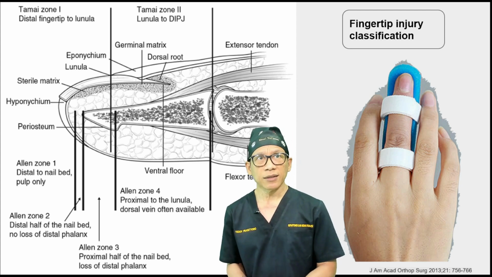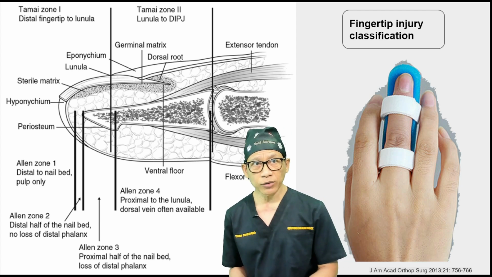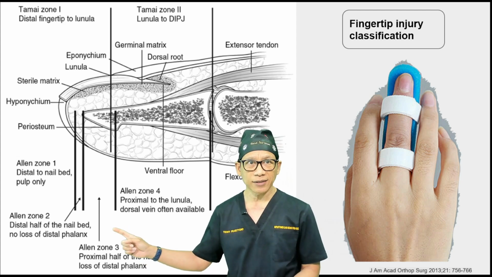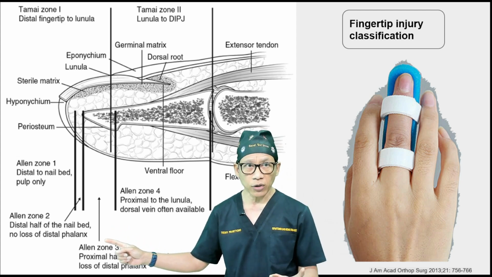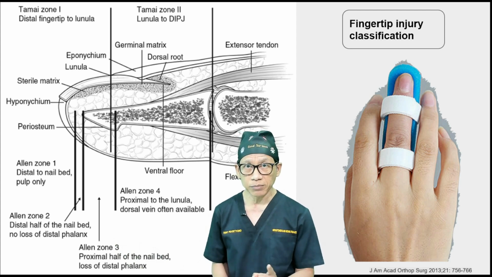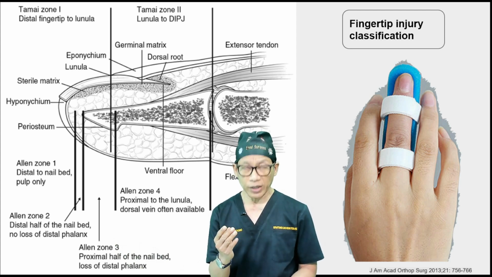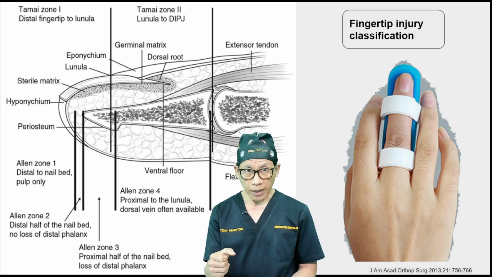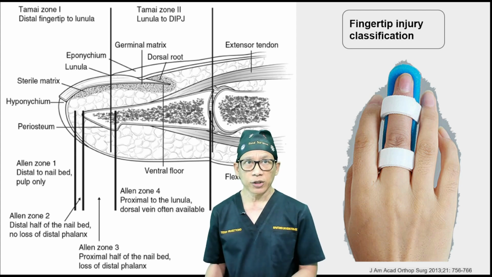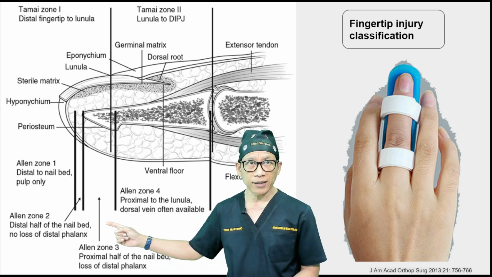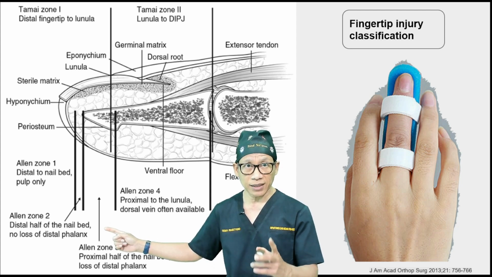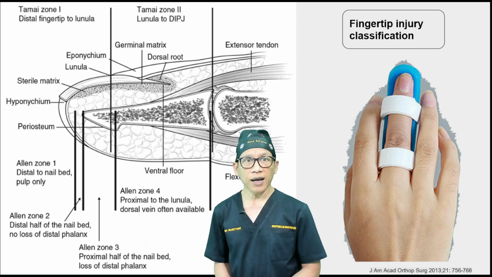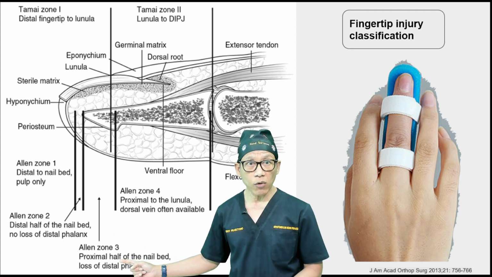So what about the Allen type 2? Now you could refer to the next line, the Allen type 2, distal half of the nail bed without loss of the distal phalangeal bone, meaning that by radiological photo, or by palpation, or by inspection, you could tell that the injury of Allen 2 does not involve the phalangeal bone. The phalangeal bone is intact.